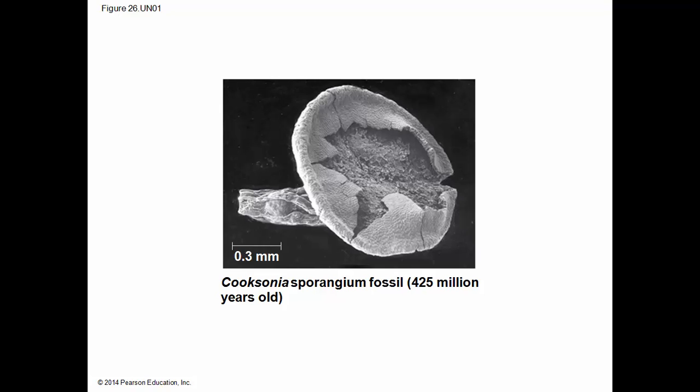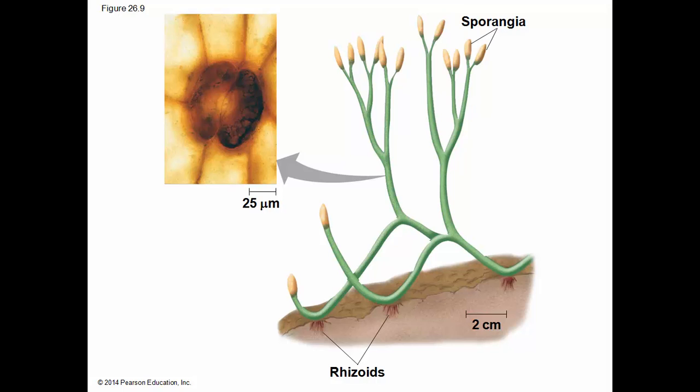Here's Cooksonia sporangium. This is the sporangium of that plant I was talking about, Cooksonia. I think we're going to see an example of Cooksonia in a little bit here. Let me keep clicking through. Okay, here's Cooksonia. These are the sporangium up on top of it, and they're fossilized in such great condition that you can even see the stomata on them.